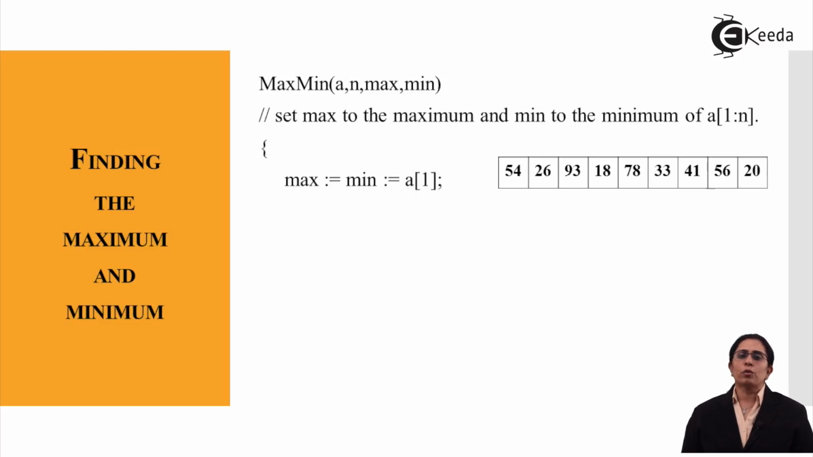So here what we do, the first statement is max = min = A[1]. So A[1] we've initialized, and it goes to the element 54. So my max and min have the value 54.